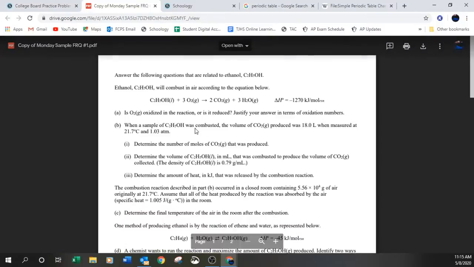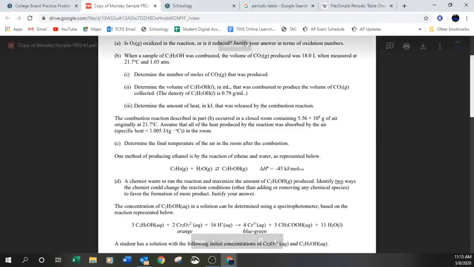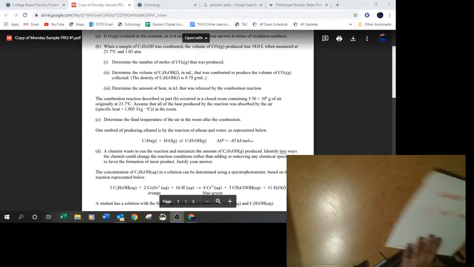Okay, burning ethanol in air, number of moles produced, heat produced. One method of producing ethanol by this reaction, ethene and water are below. A chemist wants to run the reaction and maximize the amount of ethanol. Identify 2 ways the chemist could change the reaction conditions, other than adding or removing chemical species, to favor the formation of more product.